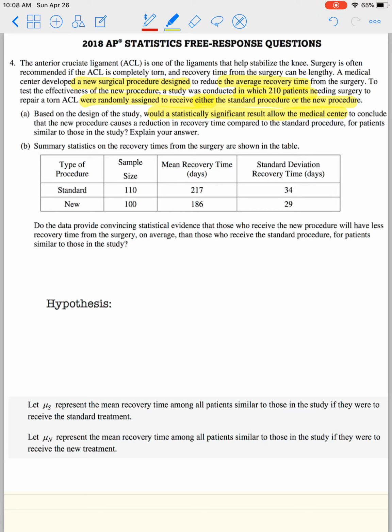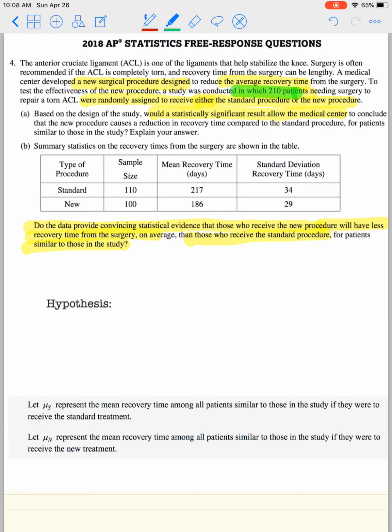And then it goes on to ask, do the data provide statistical evidence that those who receive the new procedure will have less recovery time from the surgery on average than those with the standard procedure? So let's just do this part, because that's what this video is about. It's a hypothesis test. There are two samples. We should probably see what the values are.